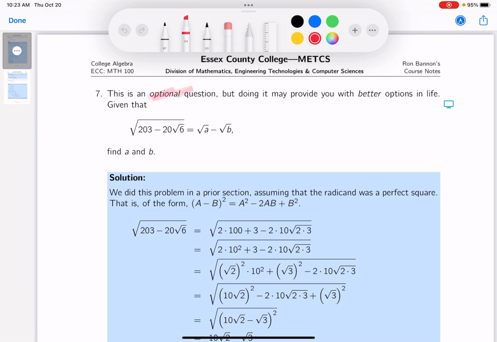Again, another optional question, and I will say, but by taking these options, you're going to give yourself better options. Now this is a problem that we've done prior, and you may not recall that, especially if you didn't do it prior. But like a lot of things, if you're doing a lot of work, you may not recall the stuff that you've done in the past.